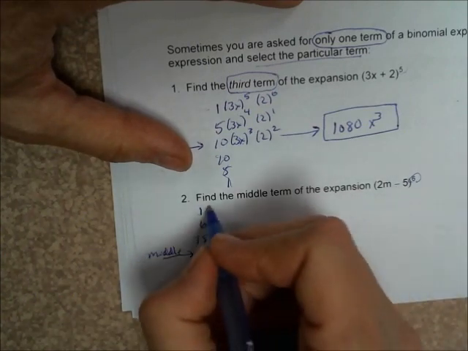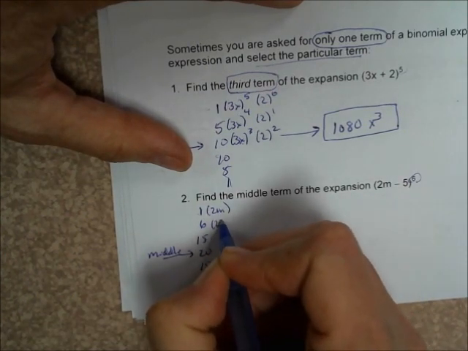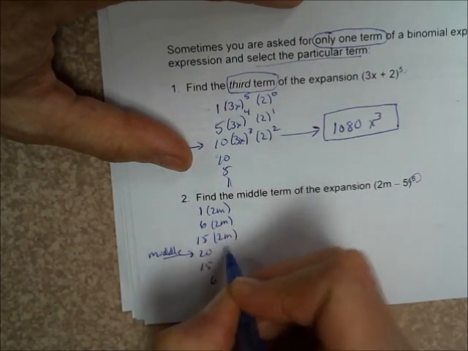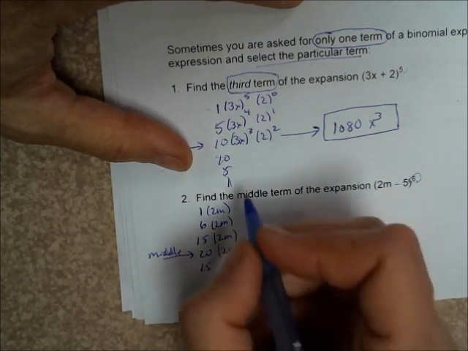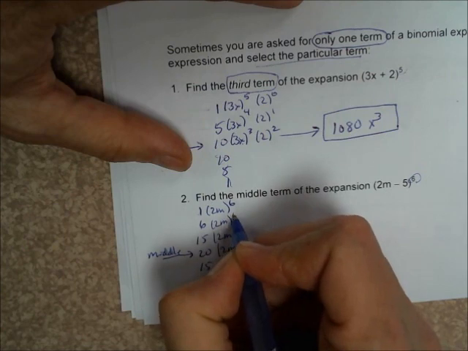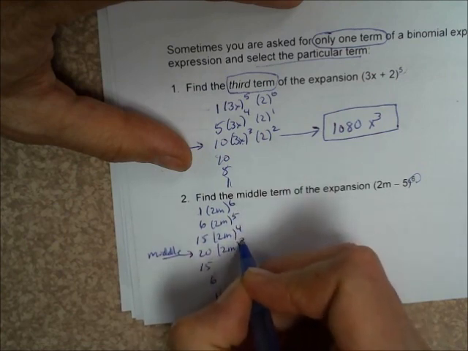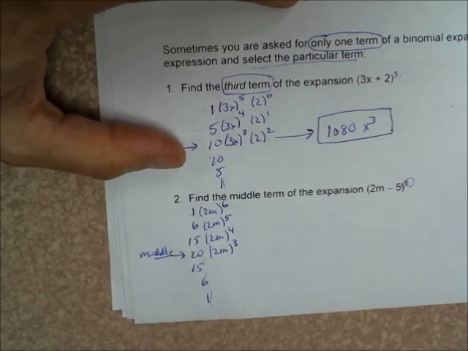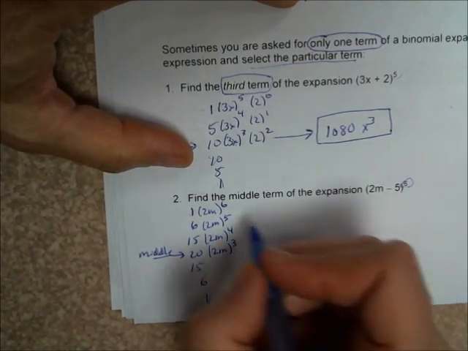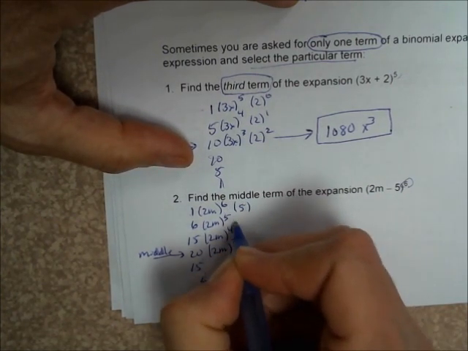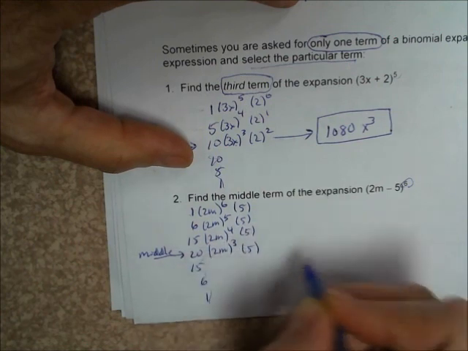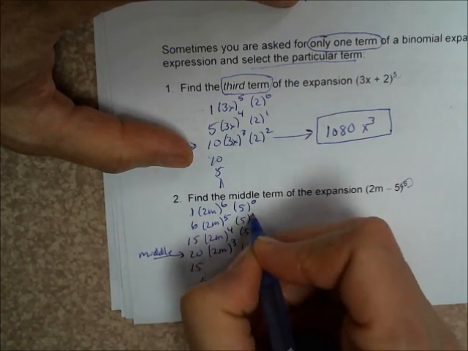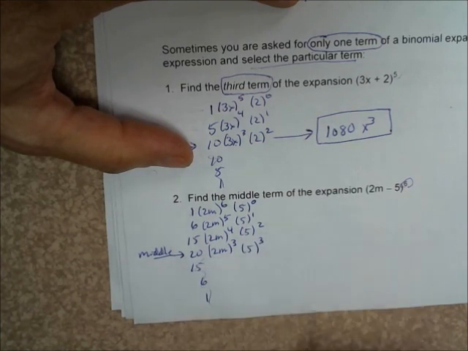So we're going to take 2m and we're going to stop right there. We don't care about anything else. We're going to raise it to the 6th, to the 5th, to the 4th, and to the 3rd. And now we're going to take the 5 and we're going to raise that to the 0, 1, 2, to the 3rd power.